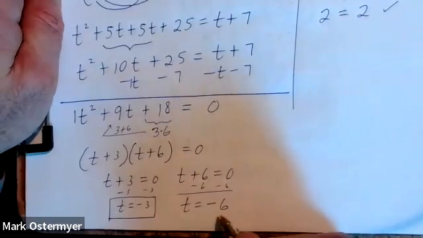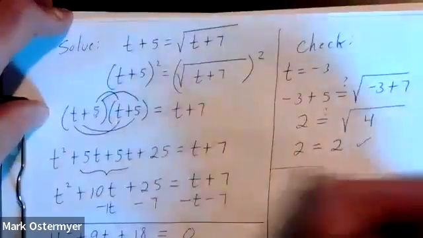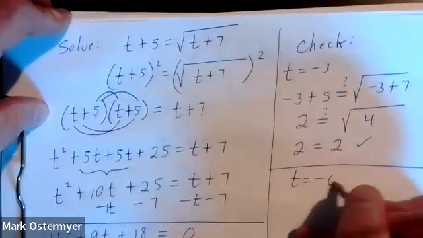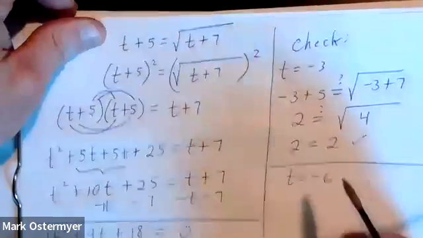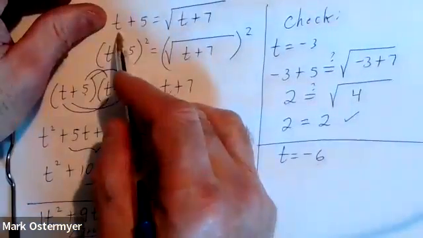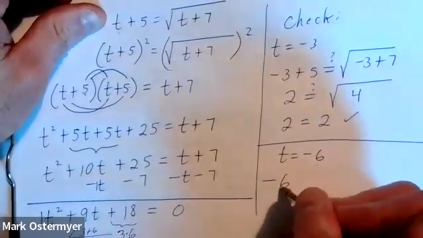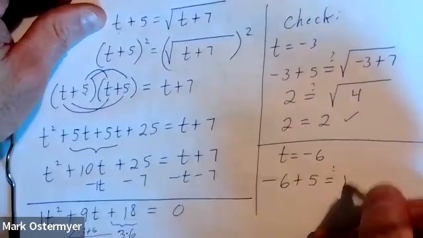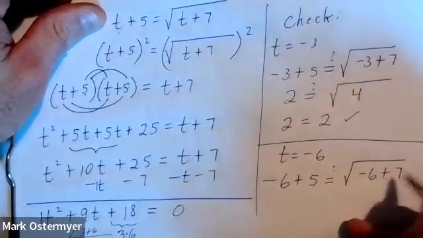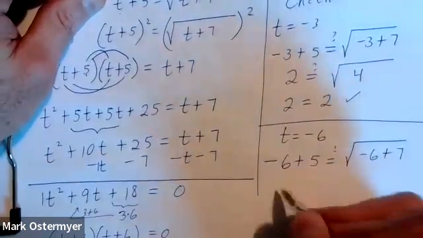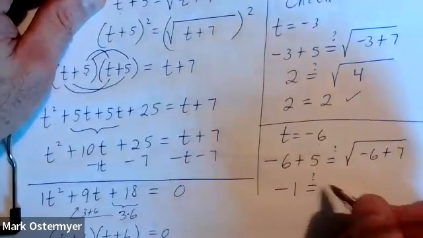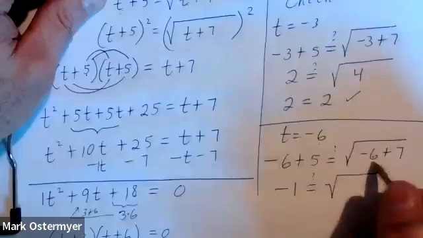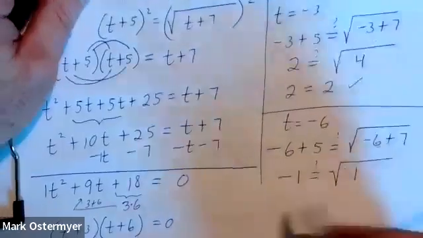We also have to check out negative 6 now. So let's see if negative 6 is a solution to the original equation. Take negative 6, substitute it in for t throughout, and then verify. So is negative 6 plus 5 equal to the square root of negative 6 plus 7? Negative 6 plus 5 is negative 1. So is negative 1 equal to the square root of negative 6 plus 7, which is positive 1?